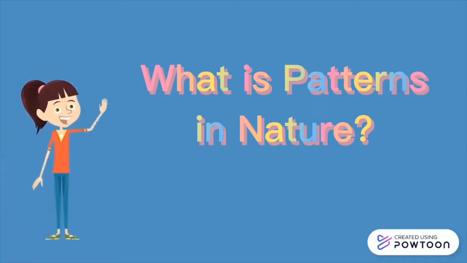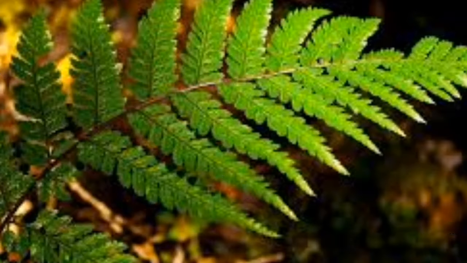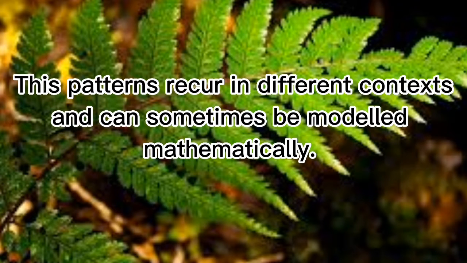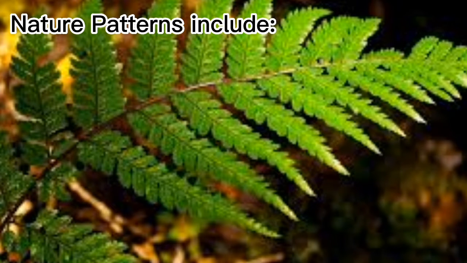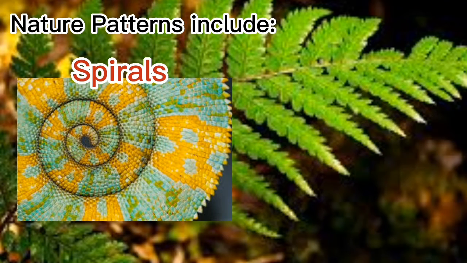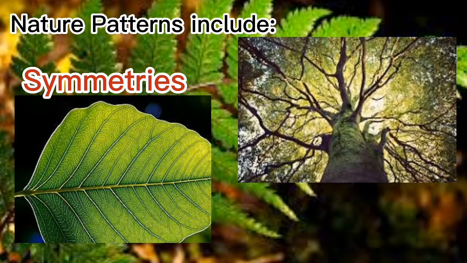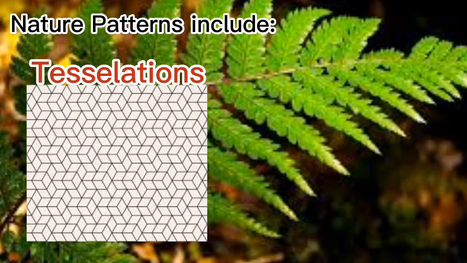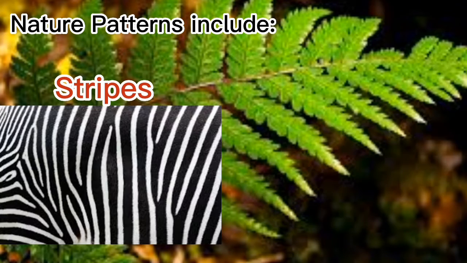So, what are patterns in nature? Patterns in nature are visible regularities of form found in the natural world. These patterns recur in different contexts and can sometimes be modeled mathematically. Nature patterns include spirals, fractals, symmetries, meanders, waves, foams, tessellations, cracks, and stripes.